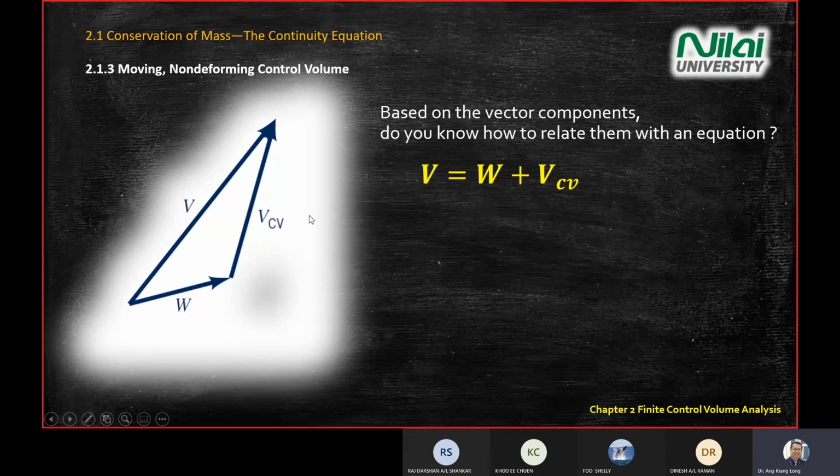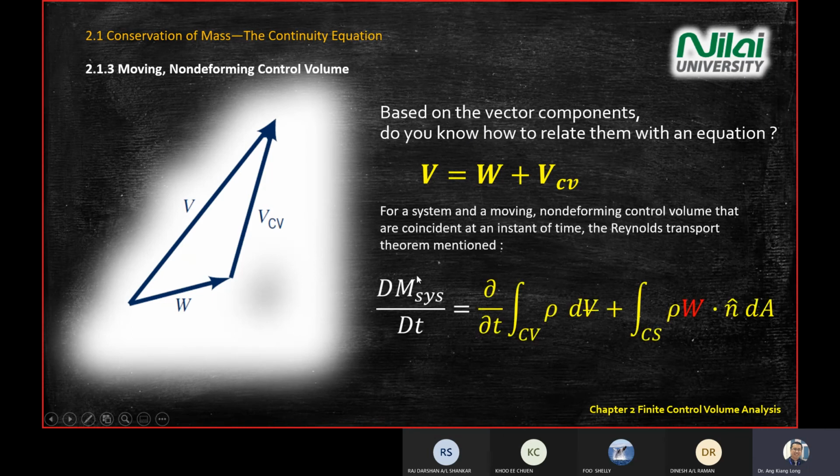By looking at this vector triangle, you know that V is your resultant. The resultant is a combination of this one plus this one, where the end of this arrow continues with the VCV arrow. To find the resultant, you start from the starting point and point towards the ending point. So you can find the resultant V equals W plus VCV. This is the equation we covered in our previous lecture.